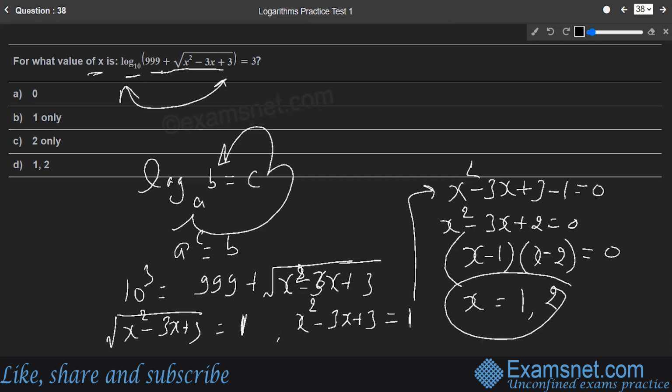So which option contains both the values? Option number D, 1 and 2, becomes the right answer for us.